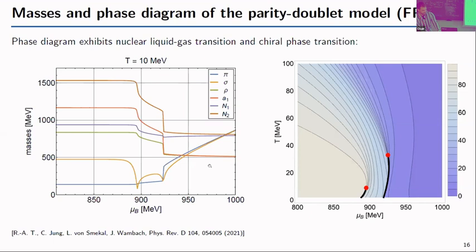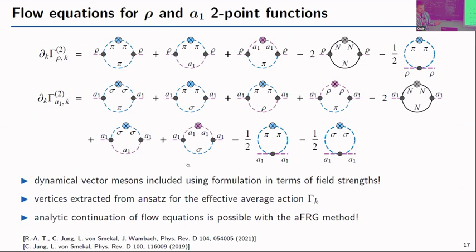Okay, so to get to the spectral functions, we computed first the two-point functions, which are the inverse propagators. And I just show you here the flow equations in diagrammatic form. So you can also see which kind of processes we have included here. In particular, we have included processes involving vector mesons in the loops, which is again due to this new formulation in terms of field strength. The vertices we just get from the effective action, so they don't carry any particular internal structure. And these flow equations, we can then analytically continue to real energies and solve numerically.